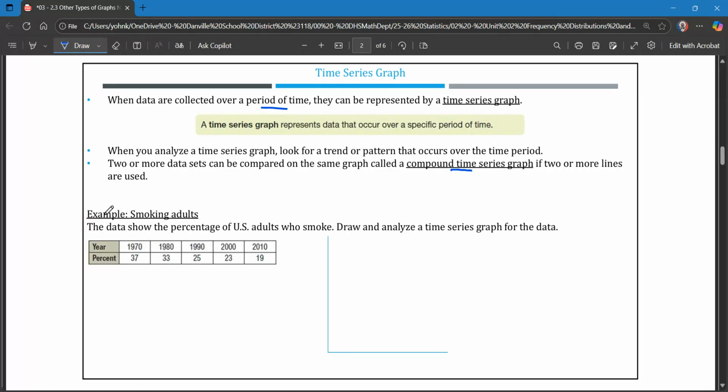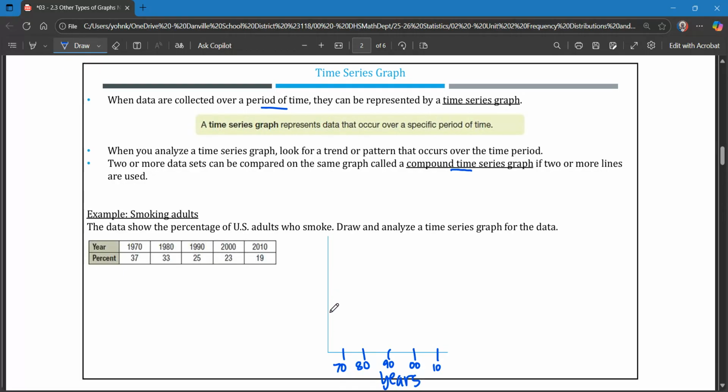Here we have, for our example, the data show the percentage of U.S. adults who smoke. Draw and analyze a time series graph for the data. Okay, so if I'm going to draw a time series graph, my time is going to go along the x-axis, which is, in our case, years. So we've got years along the x-axis, and there are 5 of them: 1970, 1980, 1990, 2000, and 2010.